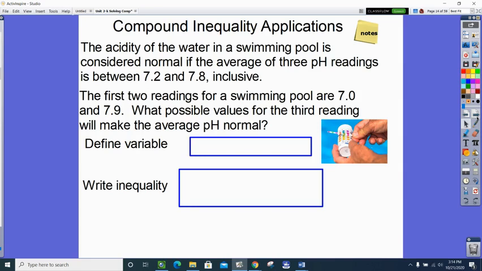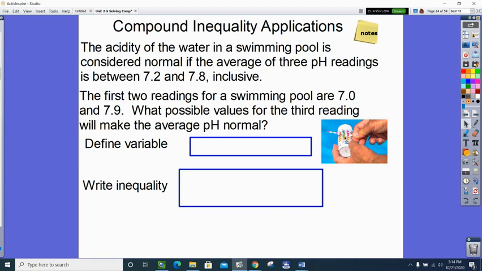So the acidity of the water in a swimming pool is considered normal if the average of 3 pH ratings is between 7.2 and 7.8 inclusive. That means it includes the 7.2 and the 7.8. If anybody has a swimming pool, you take a little strip, you can check chlorine, you can check, in this case, acidity.